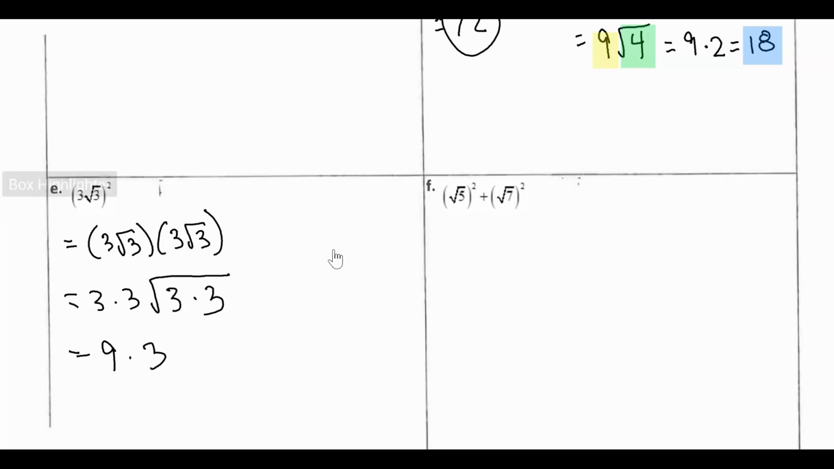Again, let's highlight so we remember where everything came from. 3 times 3 is 9. And the square root of 3 times 3 is the square root of 9, which is that 3 here. And then that would give us our final answer, which is 27.